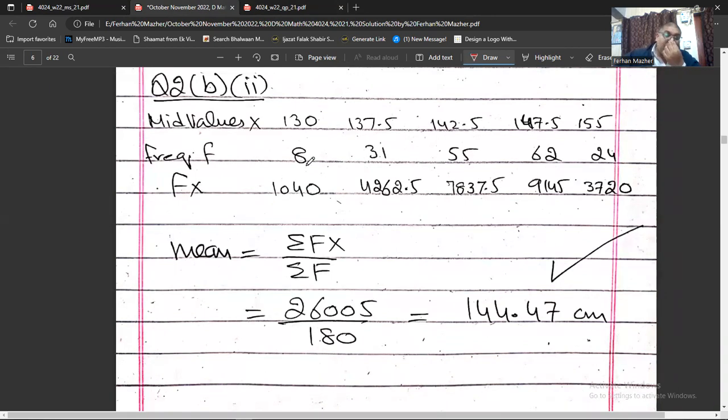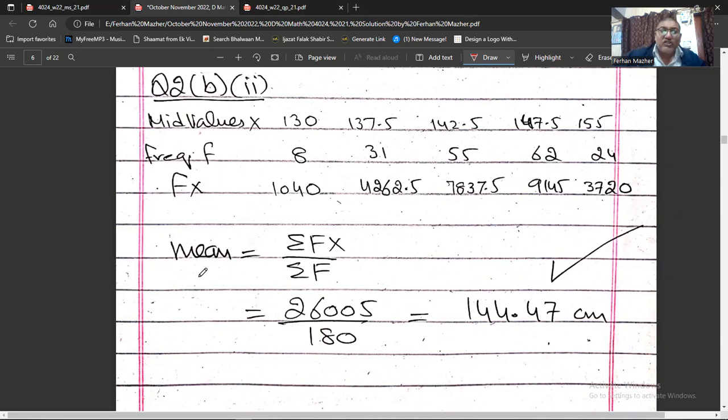Now x and f, they will be multiplied with each other. So 130 multiply 8, that is 1040. 137.5 multiply 31, that will be 4262.5. 142.5 multiply 55, that will be 7837.5. And 147.5 multiply 62, that is 9145. And 155 multiply 24, that is 3720.